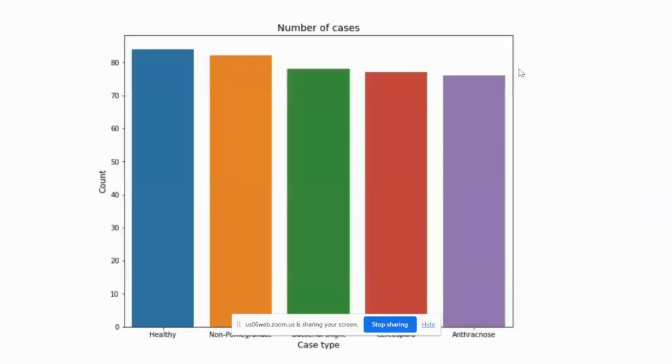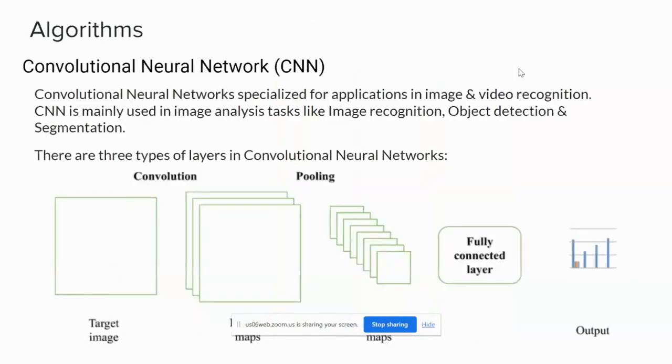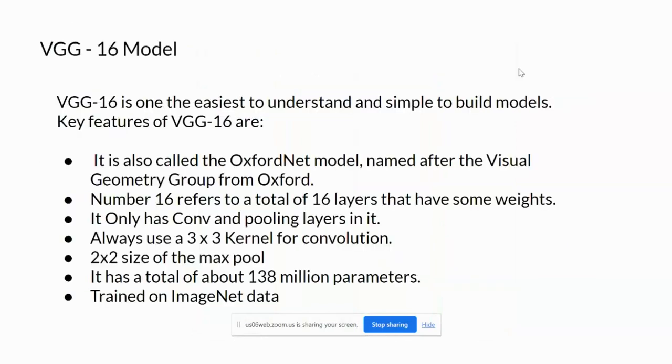So sorry for interruption, Apurva ma'am. It's time. Can you please conclude? Yes, sir. So we have used CNN, VGG16. These are the algorithms.